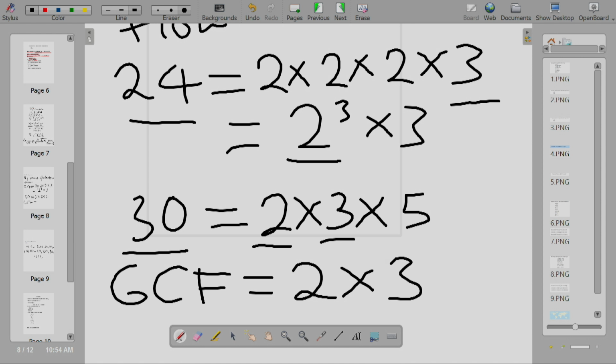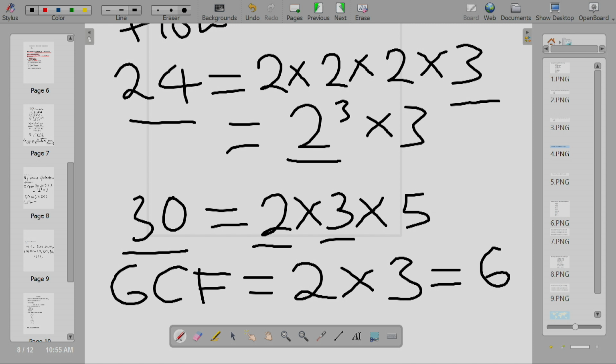What about 5? 5 only appeared in number 30, but not in number 24. So the GCF will be equal to 2 times 3, which is equal to 6, which is the same answer we got when we were using the method of listing factors. We got this 6 by multiplying the pairs of numbers that appeared in both numbers.